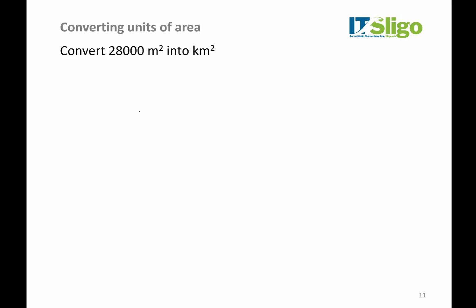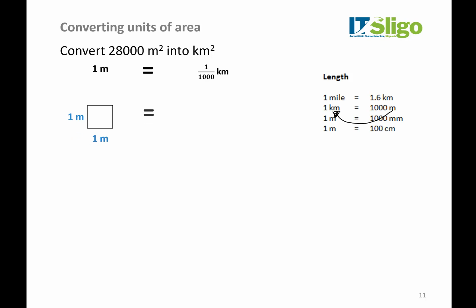We look at another example. Convert 28,000 meters squared into kilometers squared. We just get our units up. So 1 kilometer is 1,000 meters. So then, guys, 1 meter, we're going from meters into kilometers. We use the reciprocal of 1,000. 1 meter is 1,000th of a kilometer. And now if we draw a little box, it would look like this. Or else, like I said, we could just square both sides.